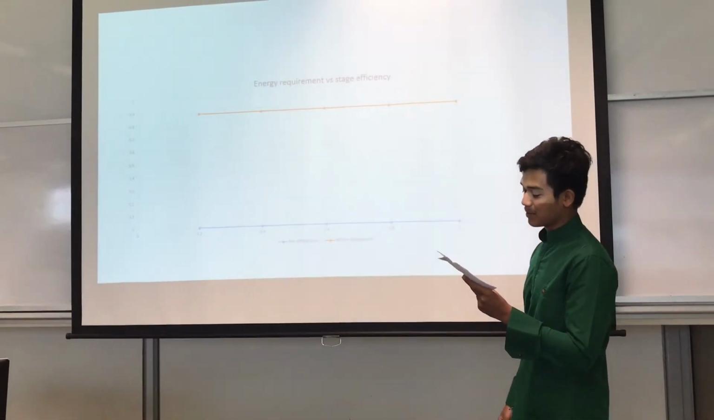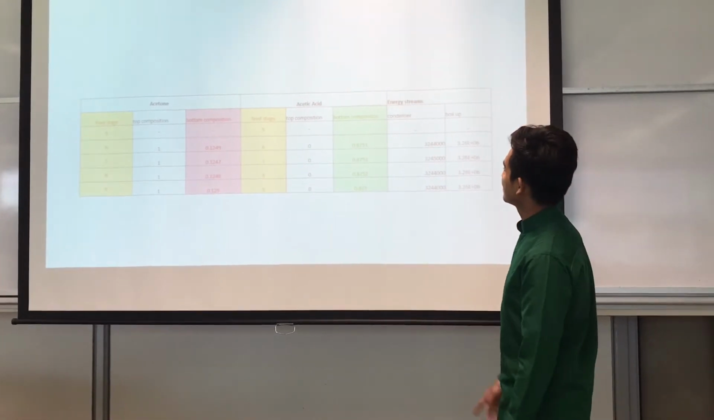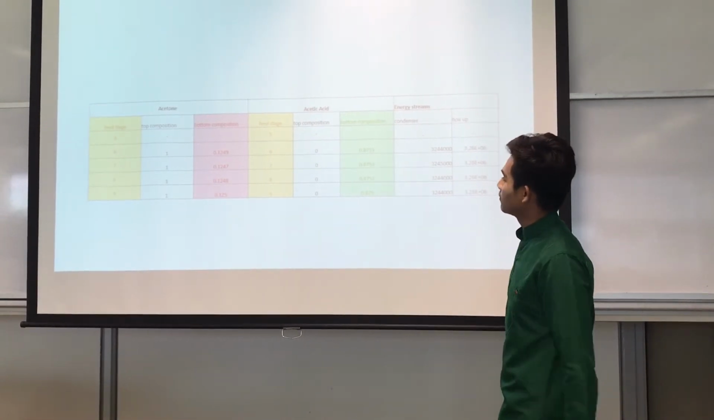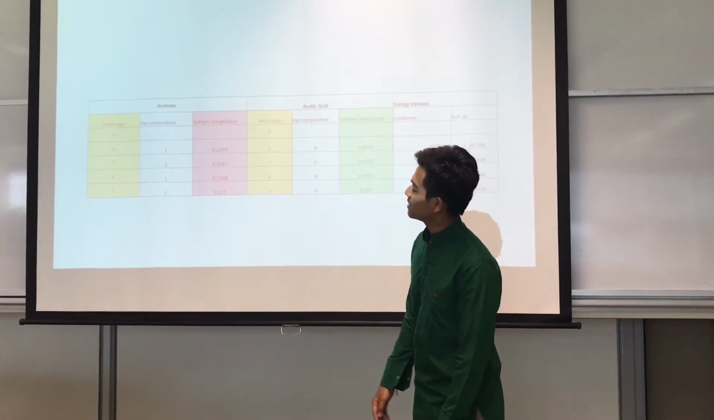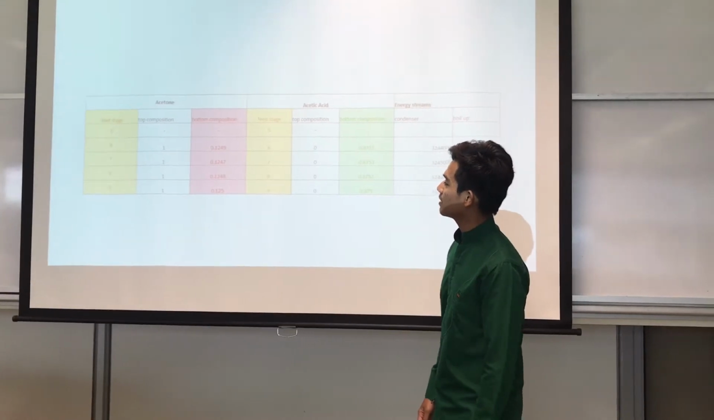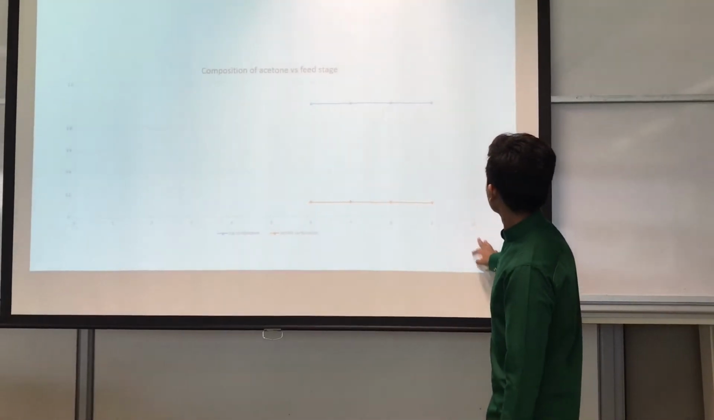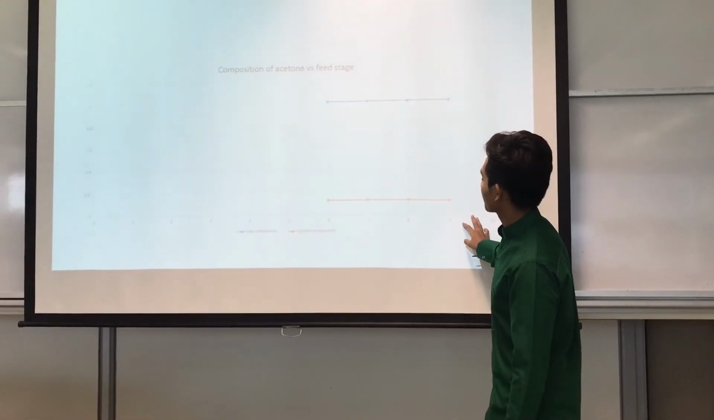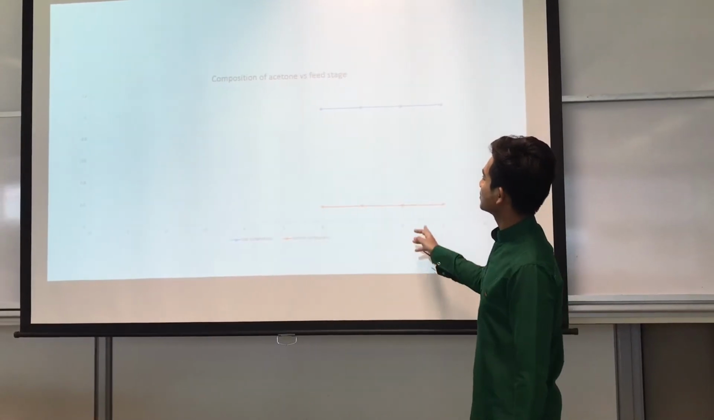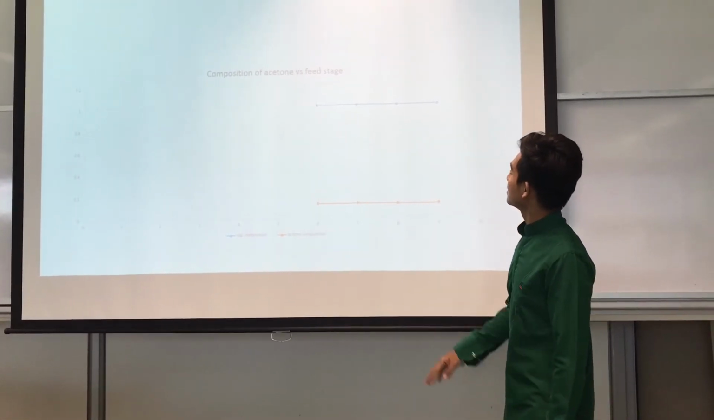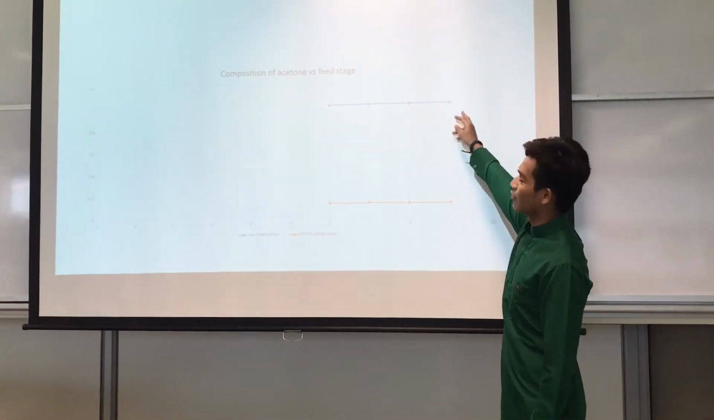And next I will explain about the feed stage and the composition of acetone and acetic acid. For the feed stage, we also have chosen 5 feed stages, that is 5, 6, 7, 8 and 9. So based on this graph, with increasing feed stage, the composition of acetone is still the same. This is for the top one, and this is for the bottom, or we can say overhead.